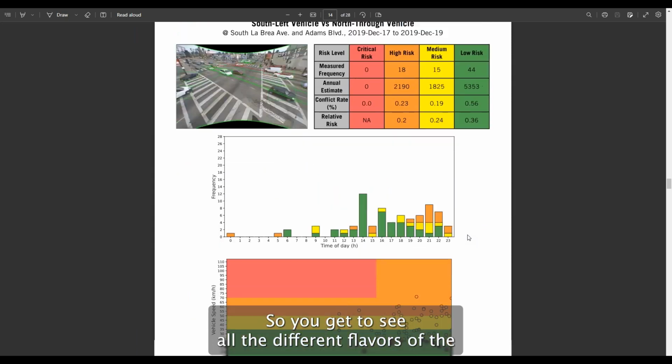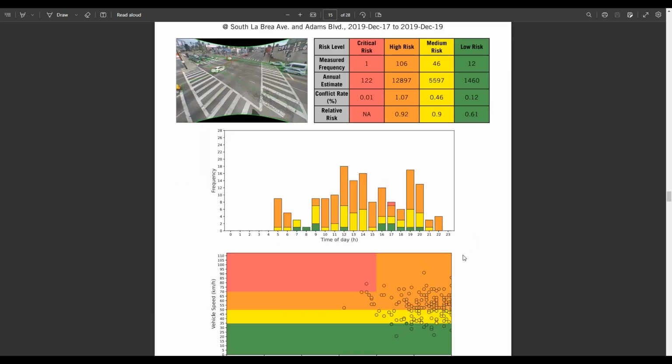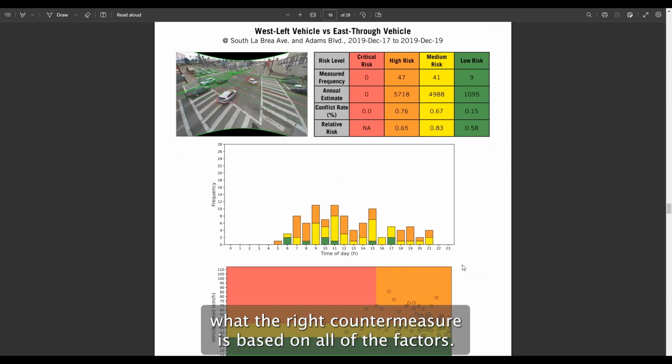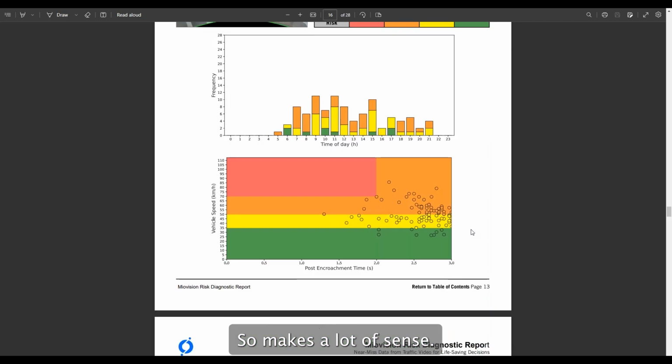So you get to see all the different flavors of the scenarios where you can actually determine what the right countermeasure is based on all of the factors. So it makes a lot of sense.